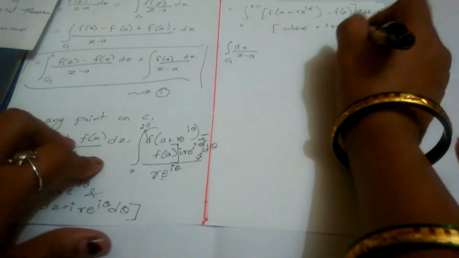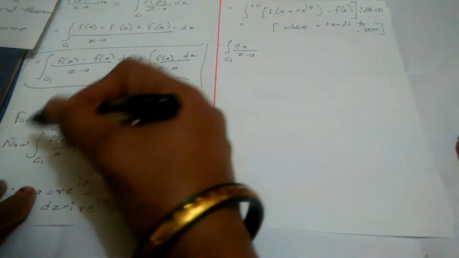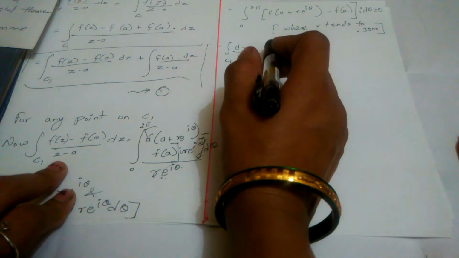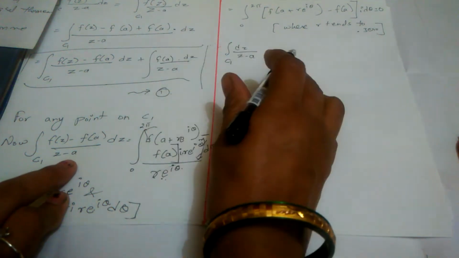Okay, this term is up till here, it is done. We have solved this part. Now we are solving the other part. Which part? That is dz upon z minus a. So this part we have solved now here. Now this part we will be solving it here.